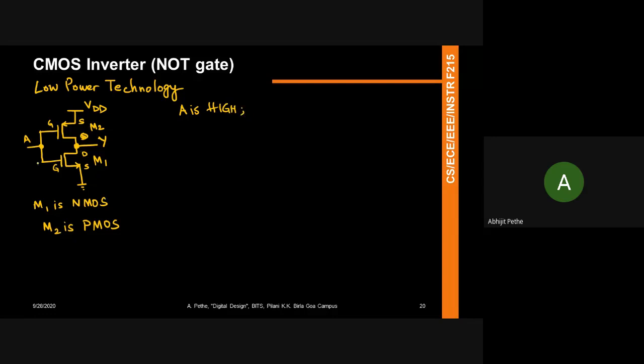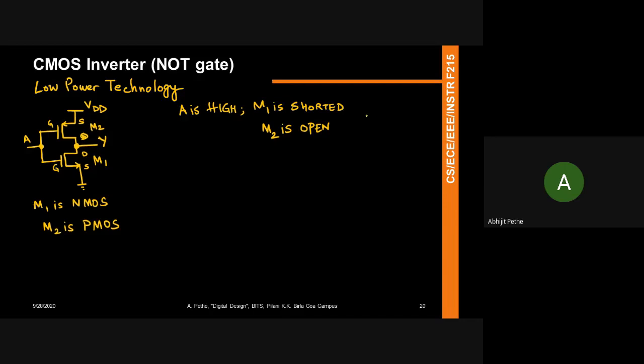So when A is high, what happens to the NMOS? VGS is high, right? So M1 is shorted. What about M2? A is high, so VGS is actually zero, because S is also connected to VDD, so VDD minus VDD is zero. So VGS is zero for this transistor, which is greater than VTP. Remember, VTP is negative. So M2 is open. So when A is high, M1 is shorted, M2 is open.